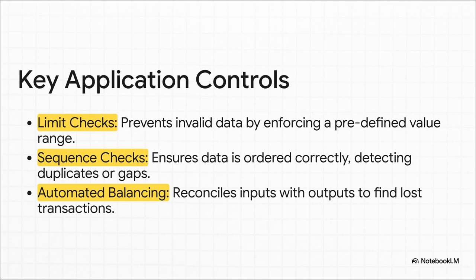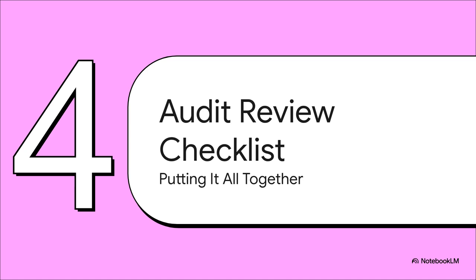So beyond the big ACID principles, you've got to dig into the specific controls built into the application itself. You should be asking questions like, are there limit checks, to stop someone from accidentally typing that they worked 1,000 hours in a week? Are there sequence checks to make sure no invoices went missing or got entered twice? Finding these kinds of automated controls is the proof you need that the system can be trusted to do its job right. Okay, we have covered a ton of ground.